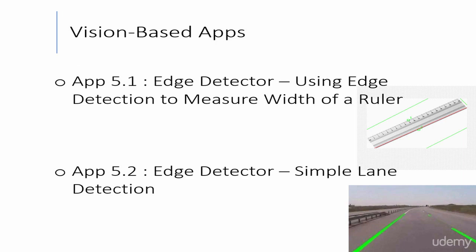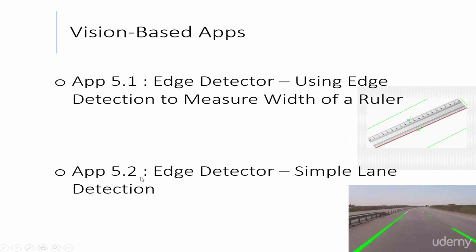Okay, let's look at some vision-based apps that we shall be building in the following lectures. This is going to be 2 parts of one app. One is basically the edge detector. We're going to be using edge detection to measure the width of a ruler. Now, it's quite a simple application, but it's quite important because in machine vision, you may want to calculate the volume of a bottle, or how much liquid is filled in a bottle, and you can also do that with machine vision.